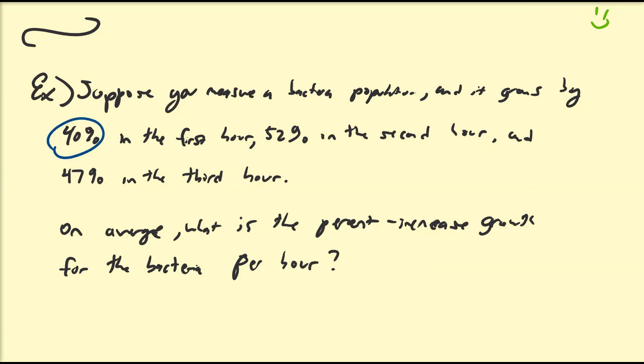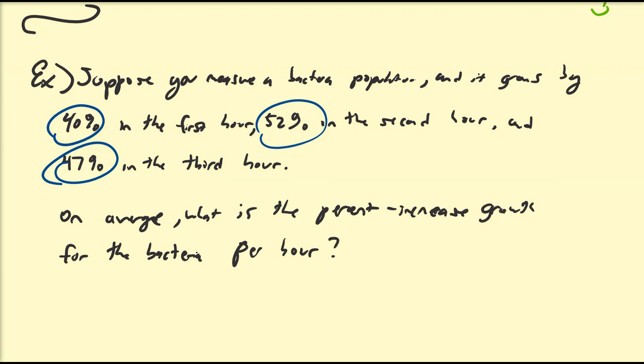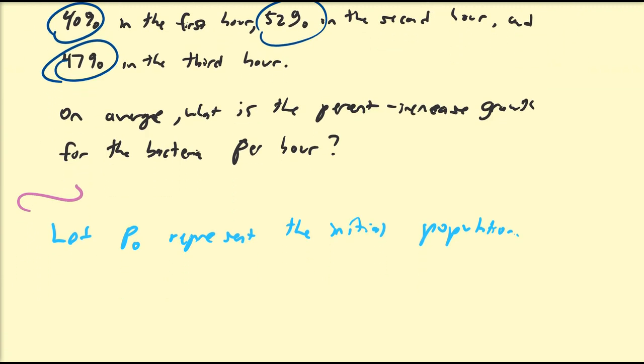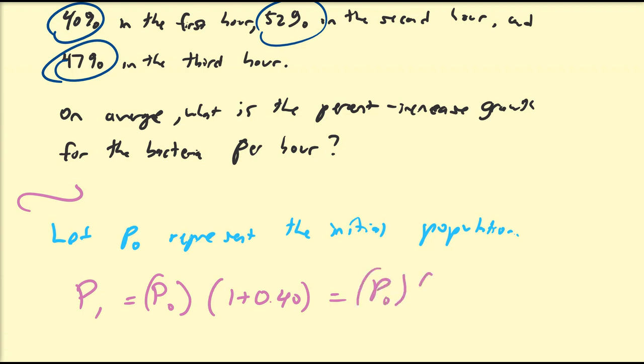So a couple numbers here, 40%, 52%, and 47%. Let's look at this in a more basic way. We're going to let P0 represent the initial population. Then after the first hour, P1 is going to be equal to P0 multiplied by the percent growth, so 1 plus 0.40, or equivalently P0 times 1.4.